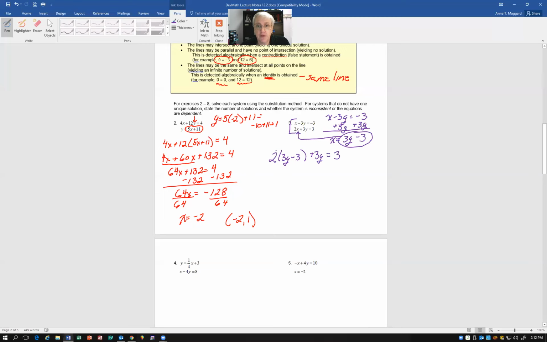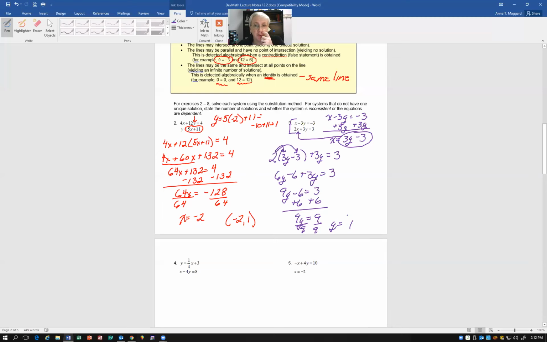Let me distribute. 6y minus 6 plus 3y is 3. I'm going to combine my like terms. I'm going to add 6. Like I said, hopefully we're getting to the point where this actual solving can go kind of quickly. I got 1 for y.